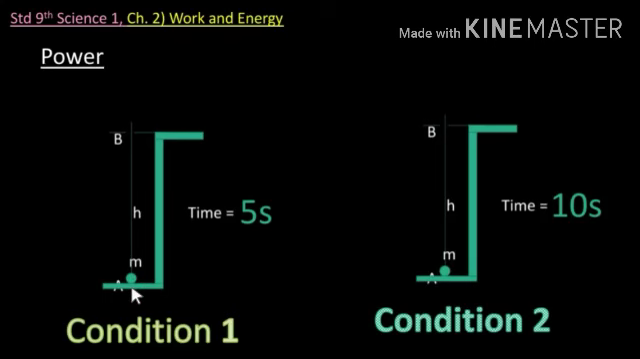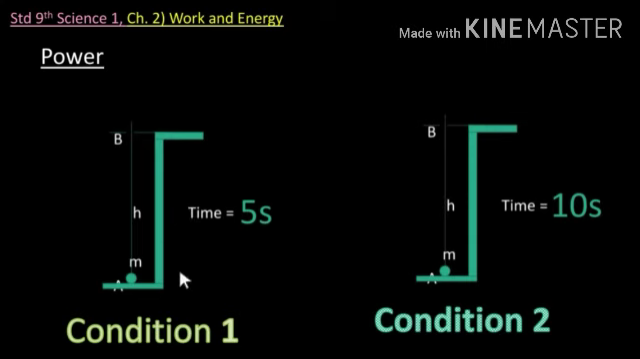An object with mass m is placed at ground level and it is to be lifted through a height h up to point B. Again, in the second condition also, the object with mass m is to be lifted up to the same height h up to point B. Now, this displacement is the same. That means work done is the same in both the cases. But the difference is the required time.